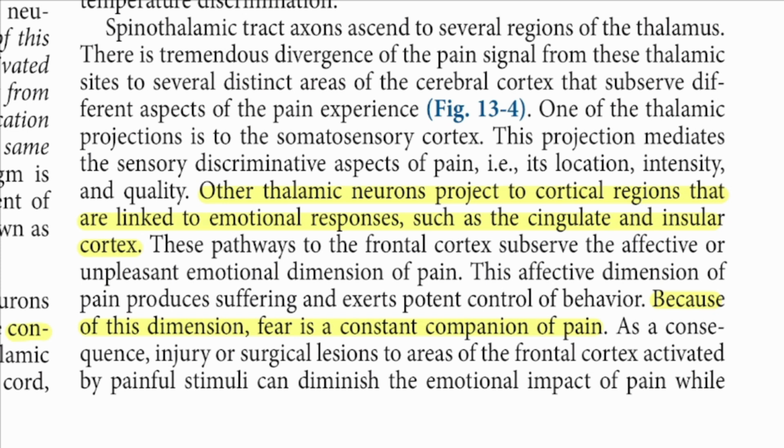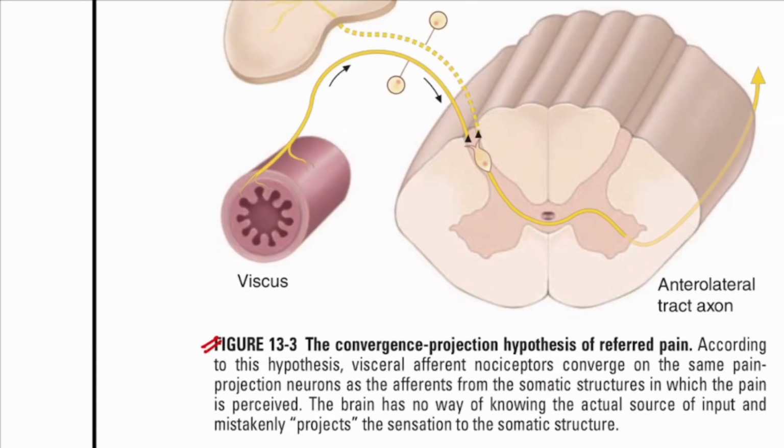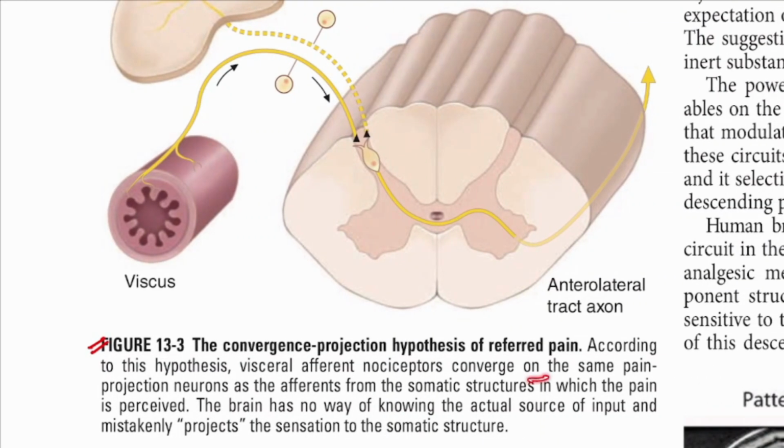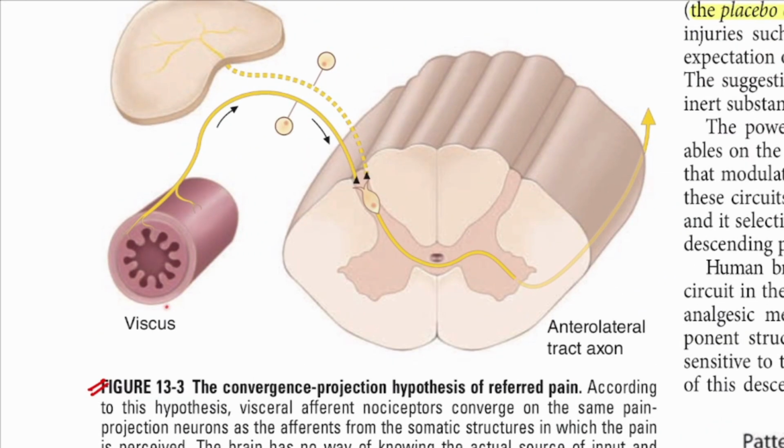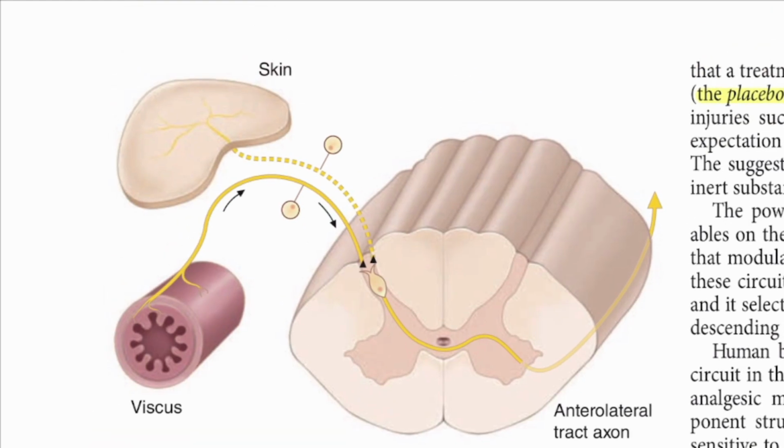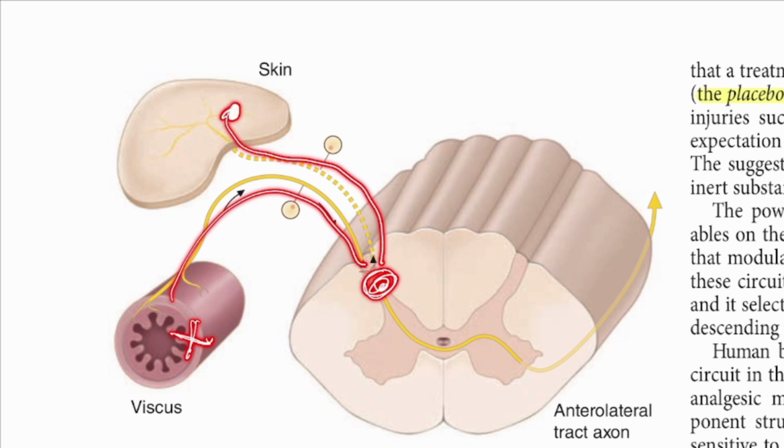It is a constant companion of pain, right? This is the referred pain. From viscera, the pain is carried to the same segment. From skin, the pain is carried to the same segment. So that is why if the injury is in the viscera, it will be perceived as if it is from the skin, because the same neuron is activated.